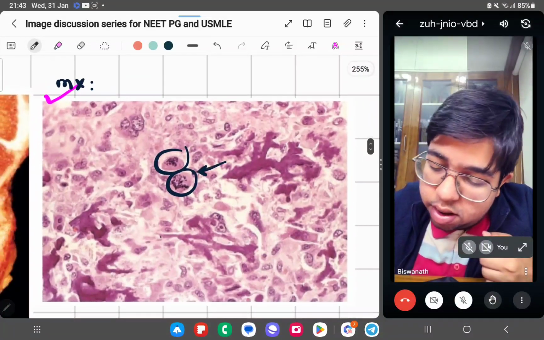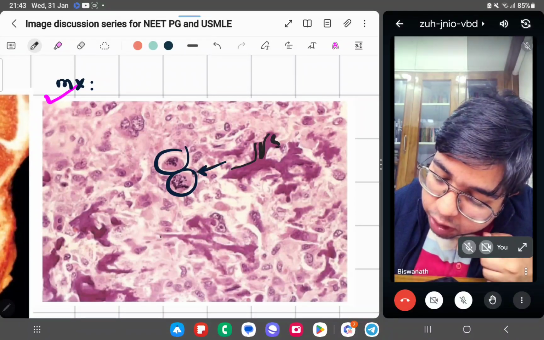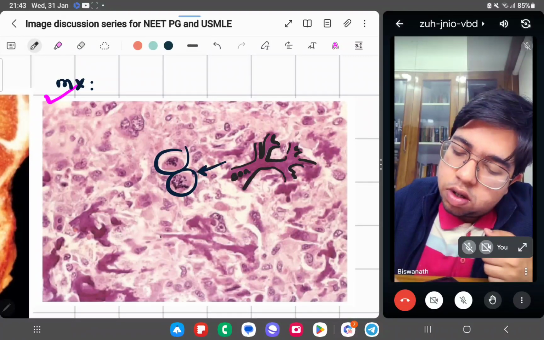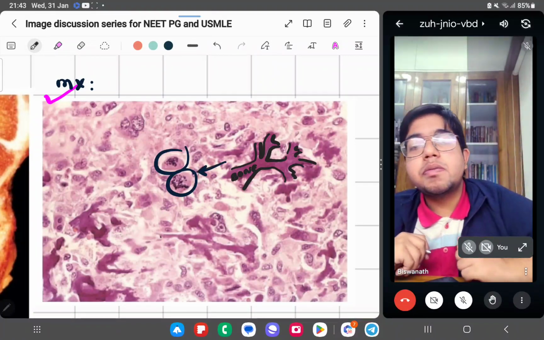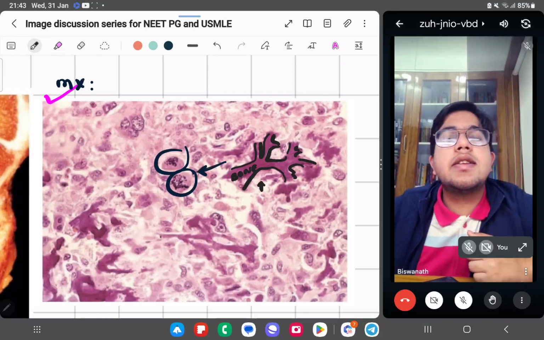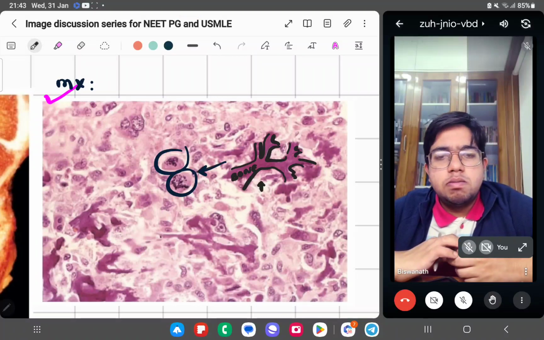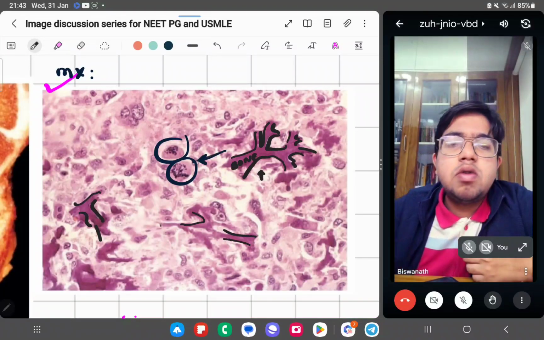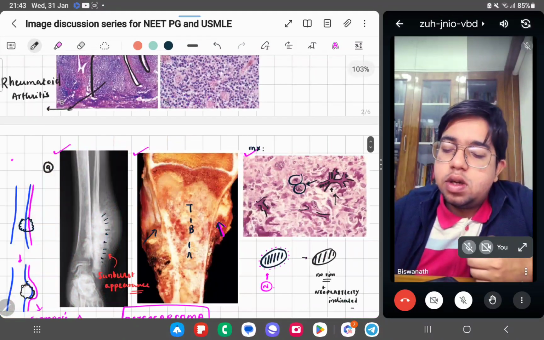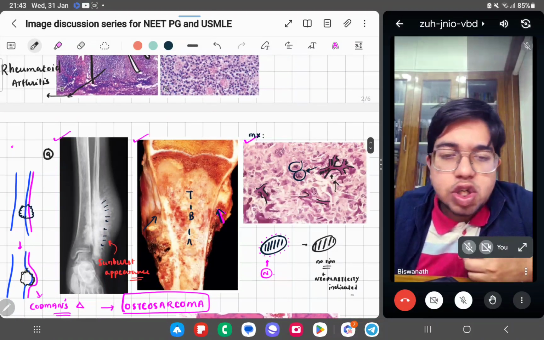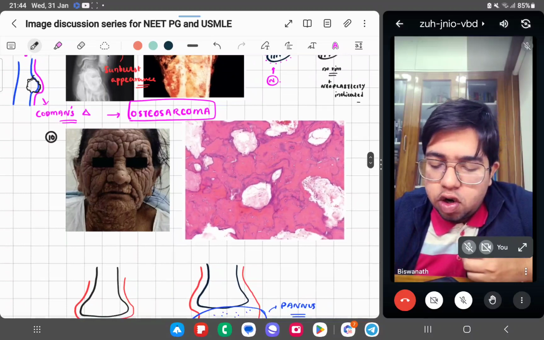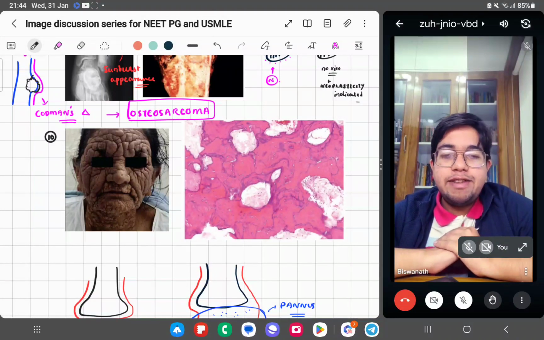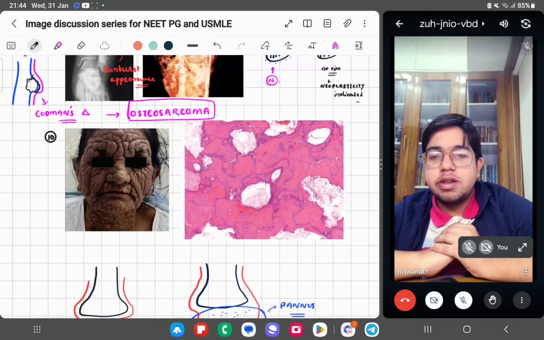So you can see here, this is a bone. Can you see any cell surrounding it? No. This is the bone. Can you see the rim? Nowhere. No rim is present. So this is the microscopy of your osteosarcoma. Let's move on to the last figure. Can you guess this disorder? It's a very, very characteristic picture.